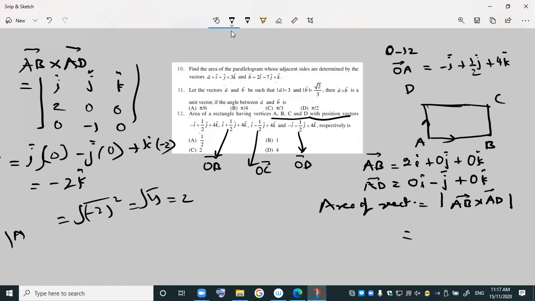Okay, magnitude of AB cross AD. So the answer is 2 square units. So the answer is C, 2 square units. So this is the end of this lesson. Miscellaneous you will do in revision, and in the next class you will start the new lesson, 3D geometry.